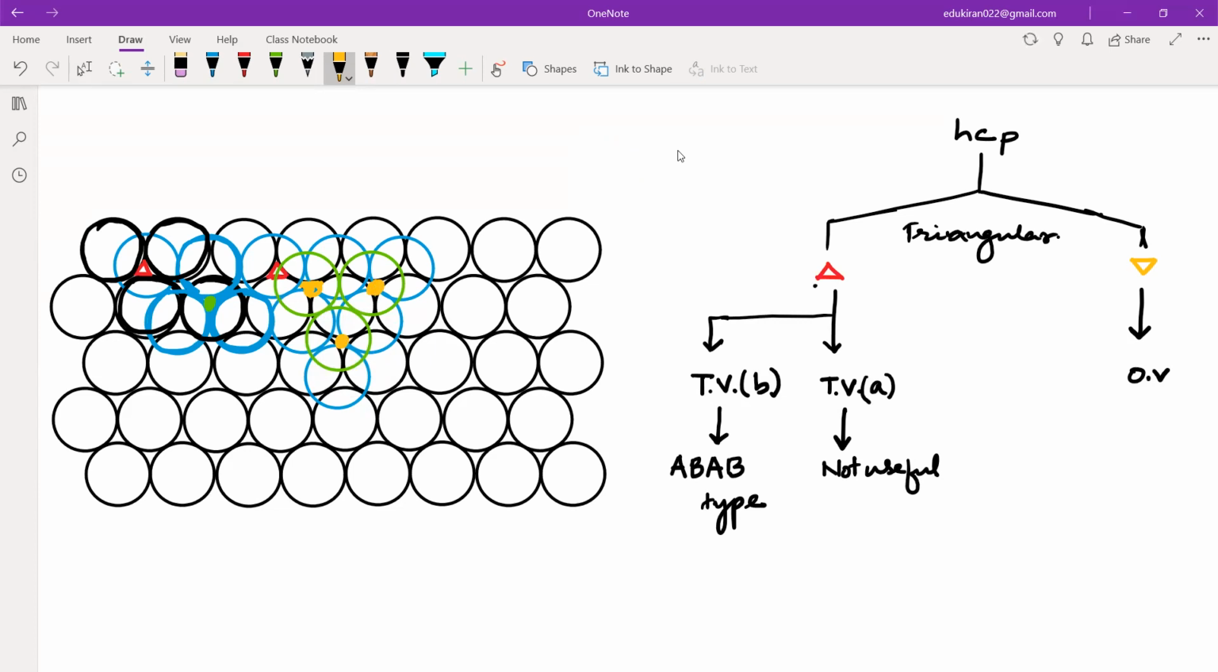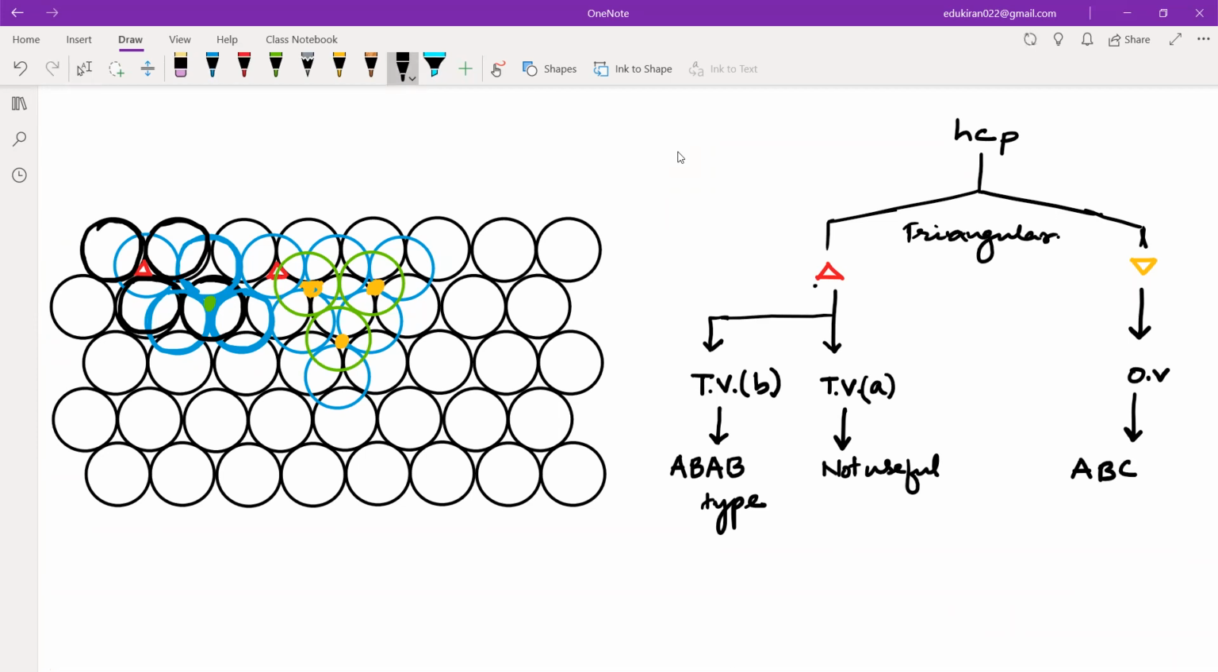Now this is going to be very, very useful. If I put atoms on the octahedral void, we had layer A and layer B, right? So the black layer and the blue layer were making octahedral voids, yes or no? Correct? And to cover that octahedral void, I put layer C, that is the green layer. Yes or no?